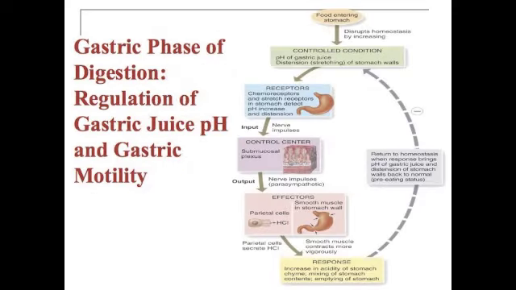So this figure is 24.26 on page 989. This figure shows the gastric phase of digestion, and it shows the regulation of gastric juice, pH, and gastric motility. So food entering the stomach stimulates the secretion of gastric juice and causes vigorous waves of peristalsis.